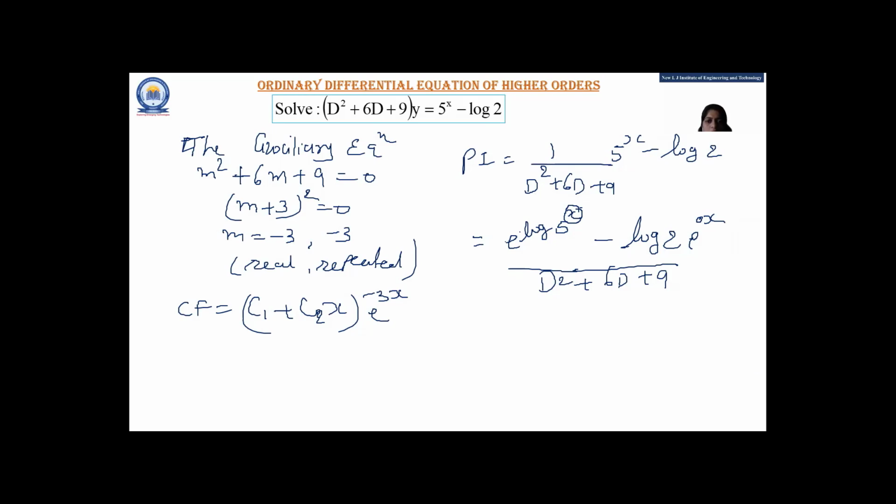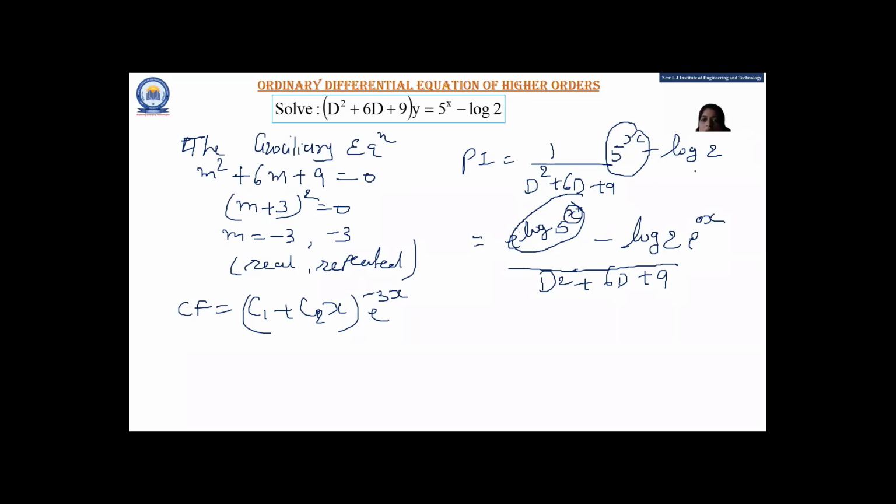Okay. For this second step, see this 5 raised to x. Any constant term, 5 raised to x is equal to e raised to log 5 raised to x. Both are same. You may write 5 raised to x or you may write e raised to log 5 raised to x. Both are same. So you may write 5 raised to x like this.